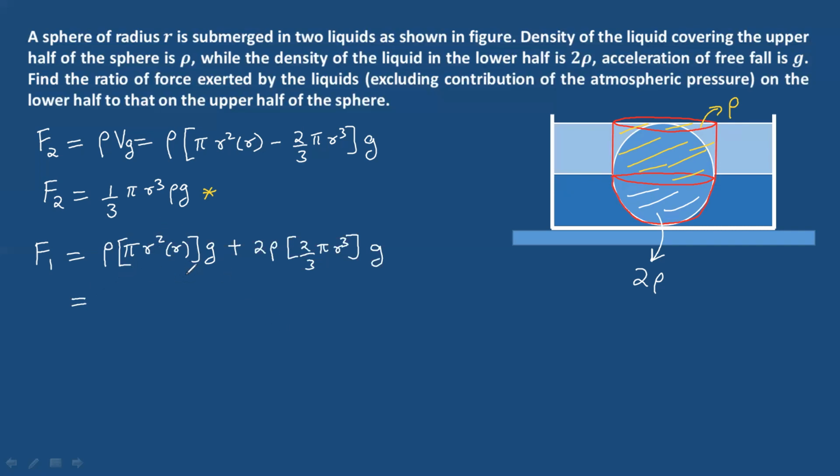All right, so this turns out to be 4 by 3, and the coefficient here is 1. So 4 by 3 plus 1 is 7 by 3 pi r cube rho g. All right, and marking this as well, according to the question, you're supposed to find F1 over F2. So it's a very straightforward ratio. You can clearly see that the ratio would be 7:1. And that, my friends, is the answer to this problem. I hope you enjoyed this video.